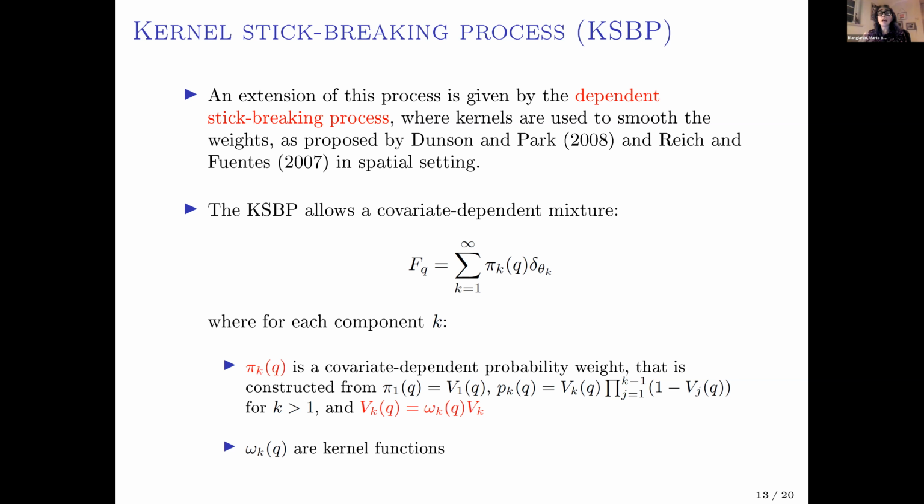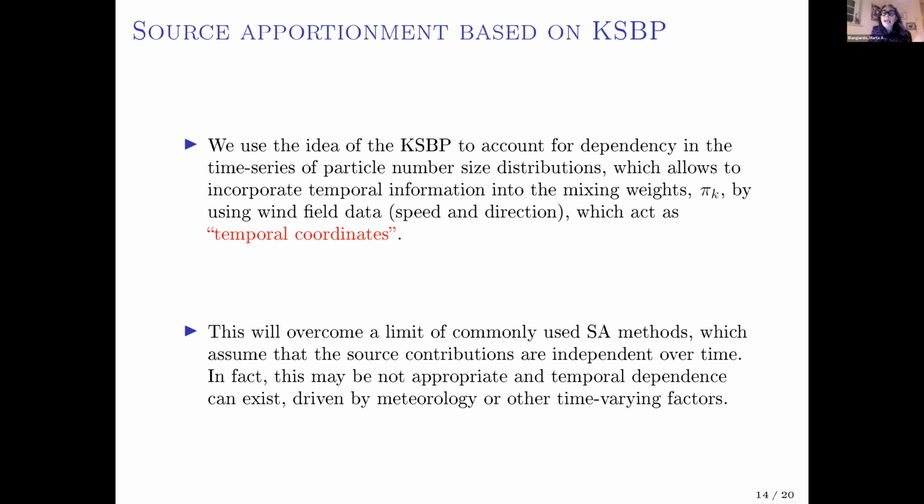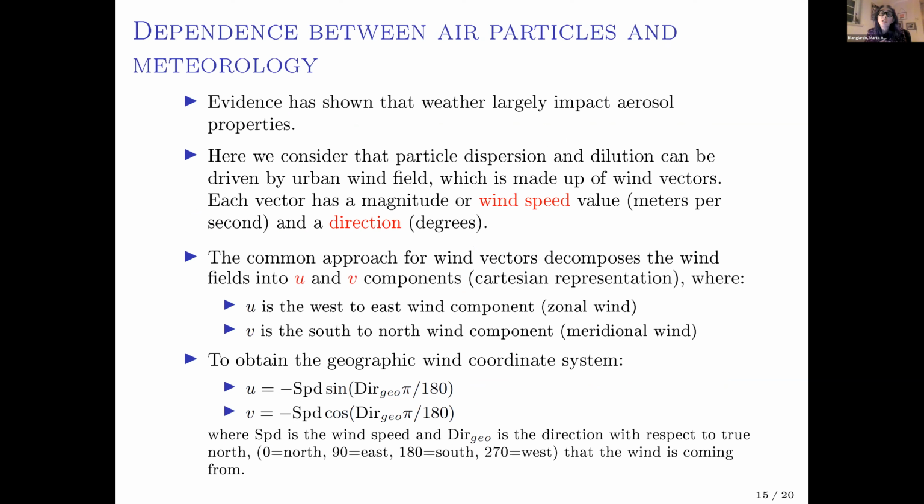Now, obviously, this could be dependent on covariates. It could also be dependent simply on time, okay? That would be fine as well. But what we wanted to do was to make it dependent on covariates. I'm going to skip this because I'm already talking through it. In particular, we wanted to make it dependent on meteorology.